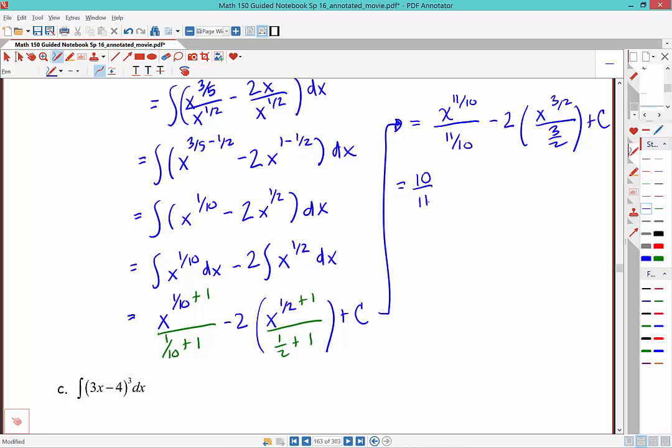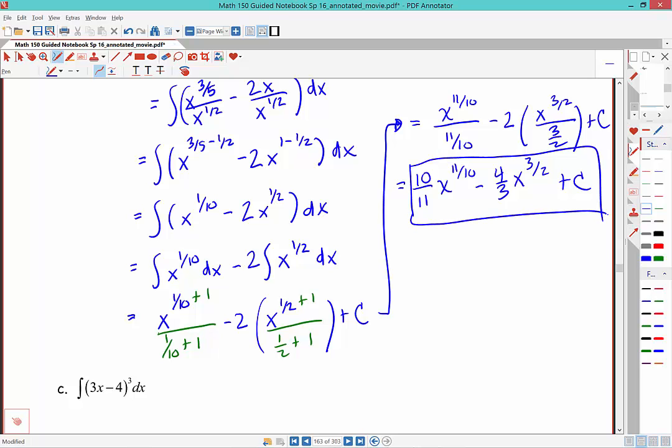10/11, because you'll invert and multiply, x to the 11/10 minus, great, 4/3 x to the 3/2 plus our constant of integration, and we're all set. How's it going so far?